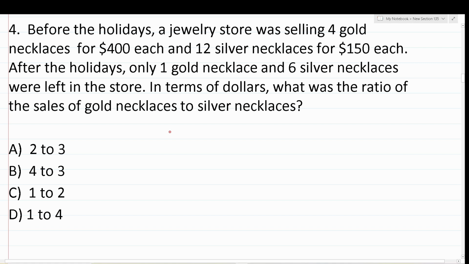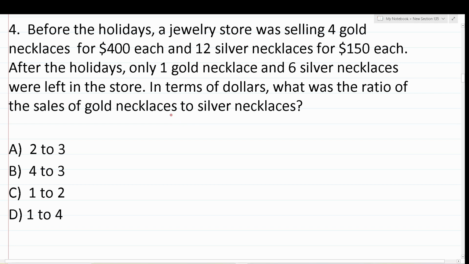All right, so number 4 says, before the holidays, a jewelry store was selling 4 gold necklaces for $400 each and 12 silver necklaces for $150 each. After the holidays, only 1 gold necklace and 6 silver necklaces were left in the store. In terms of dollars, what was the ratio of the sales of gold necklaces to silver necklaces?